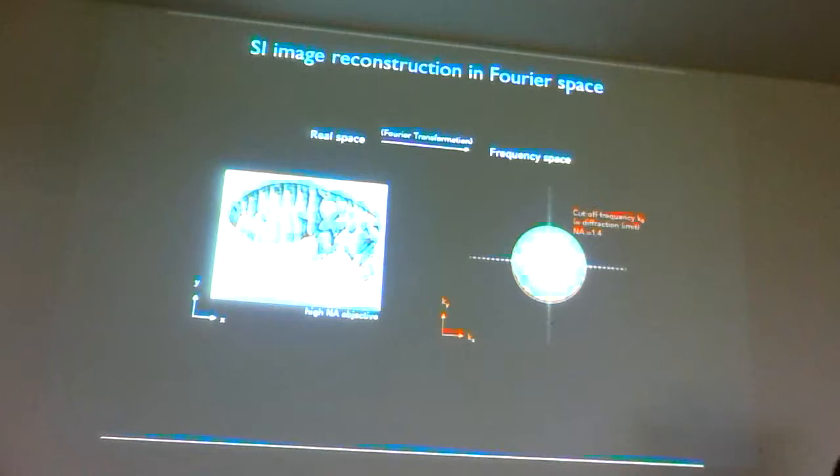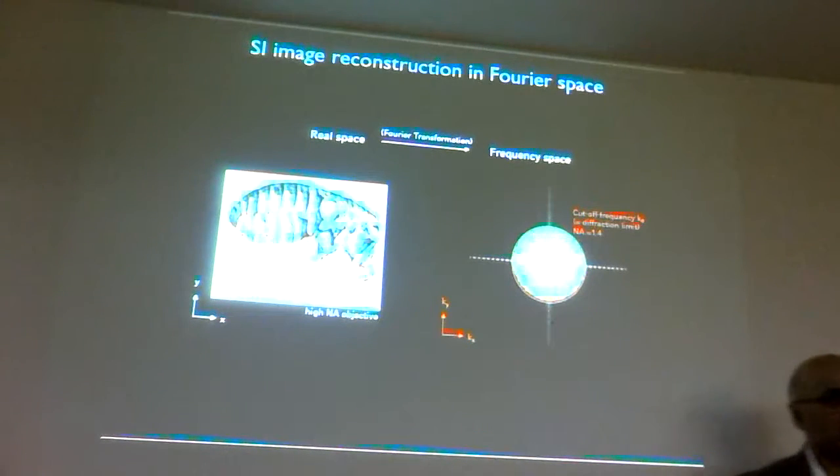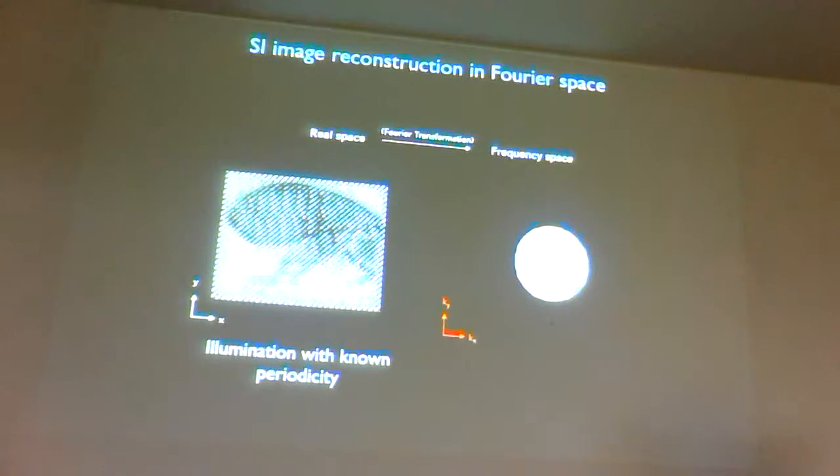I could use a higher numerical aperture optic. Let's say I've used a 1.4 NA, multiply that by 2, divide by whatever wavelength this is, 500 nanometers, I define my circle in K-space. That's my K-space window. Now we illuminate with this periodicity. Remember, it was two spots, right? So what's it going to do? It's going to be multiplying in the Fourier space, it's going to shift the circle out. There we go.